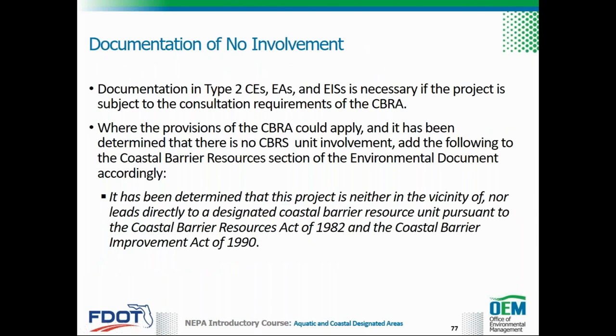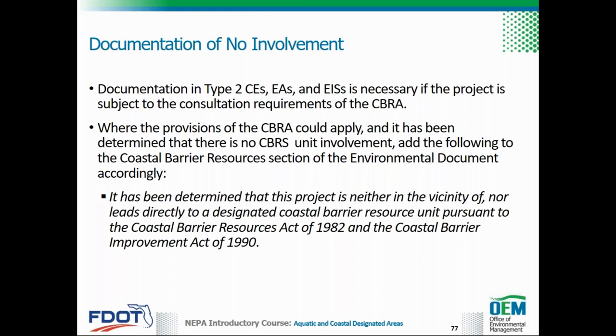Documentation in Type 2 CEs, EAs, and EISs is necessary if the project is subject to the consultation requirements of the Coastal Barrier Resources Act. For projects along coastal areas where the provisions of the Act could apply, but the appropriate review has taken place and it has been determined that there is no coastal barrier resource system unit involvement, add the following or similar statement to the Coastal Barrier Resources section of the environmental document accordingly.